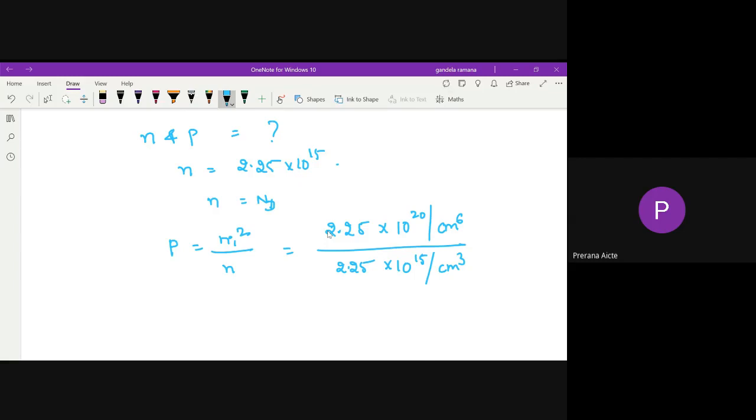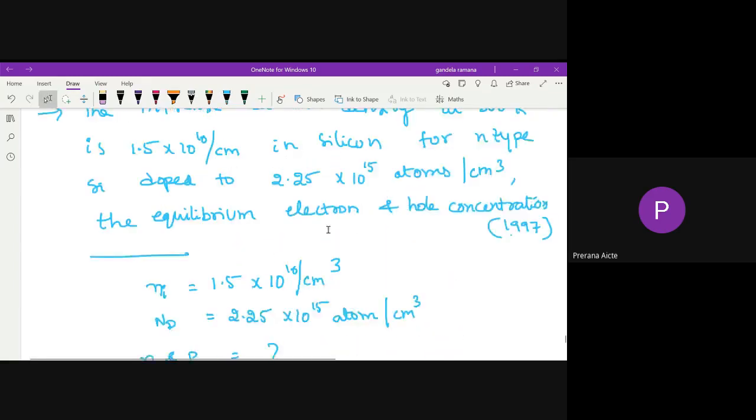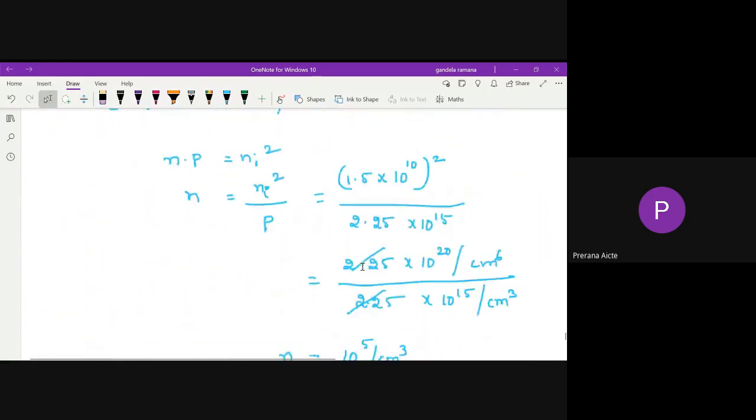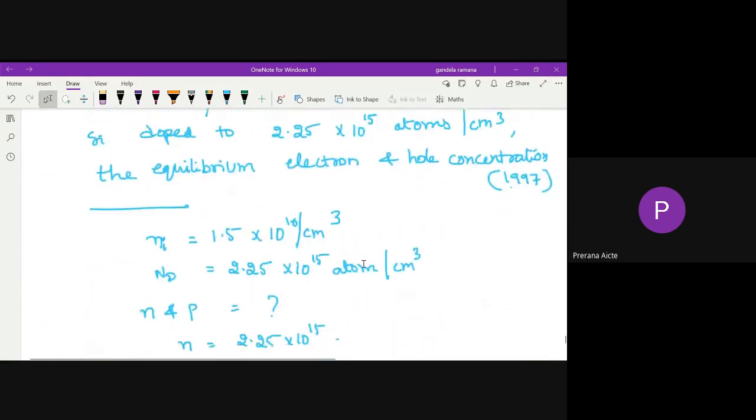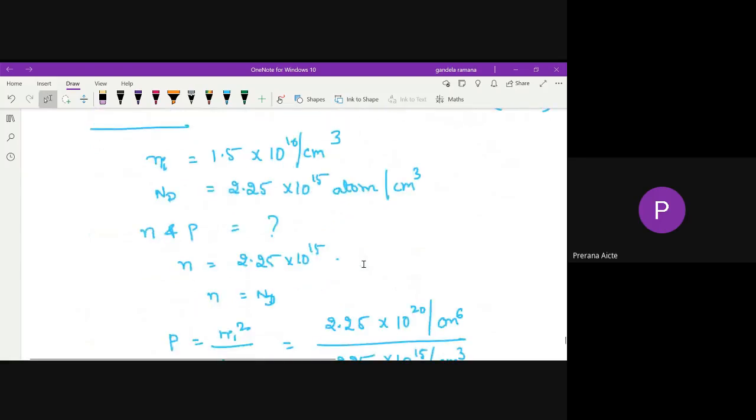What do we get as the answer? 2.25 is the same, and 10 to the power of 20 divided by 10 to the power of 15 gives 10 power 5 per centimeter cube. So here also we get the same relation. But this question is from 1995, and this question is from 1997. The concept is the same, but the way of asking the question is different.